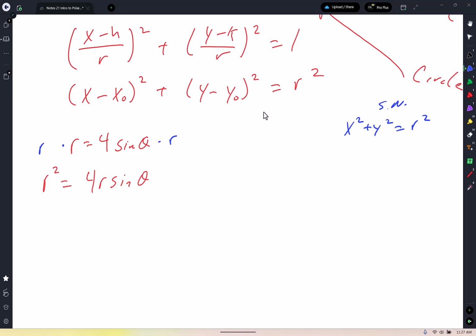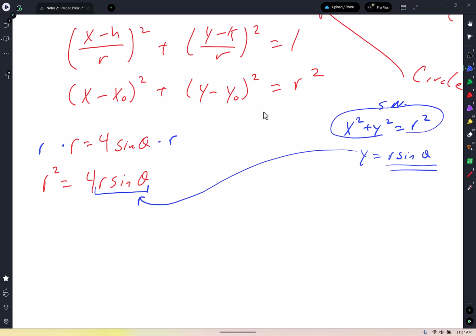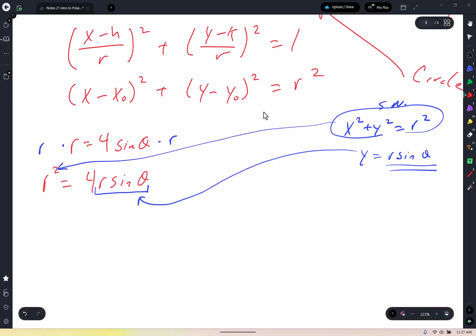And then I'm going to use this one. All right, check it out. In the process of doing that, you have an r sine theta right there, and look what r sine theta is: y. And r squared is x squared plus y squared. So now I'm going to have x squared plus y squared equals 4y. We're close now.